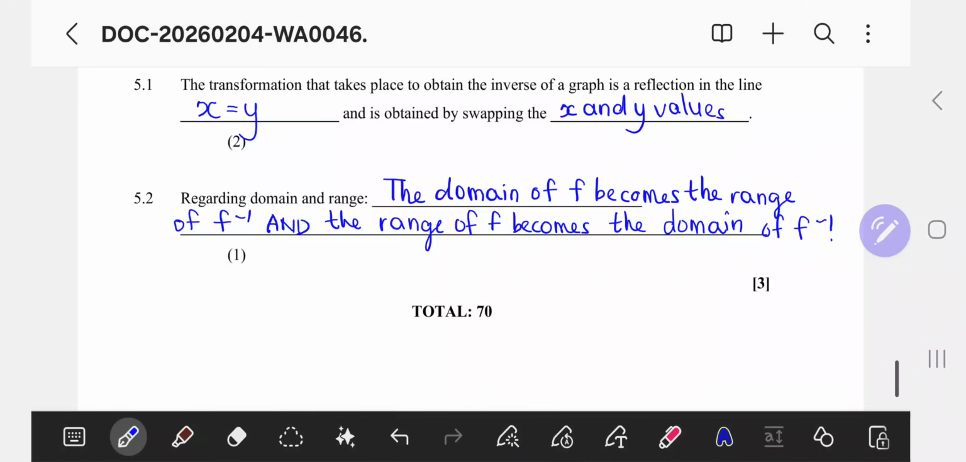So that actually concludes this investigation for 70 marks. And this investigation covers all of the basics regarding functions and their inverses. It's basically all of your grade 12 content for functions. I wish you guys all the best for your math investigation.